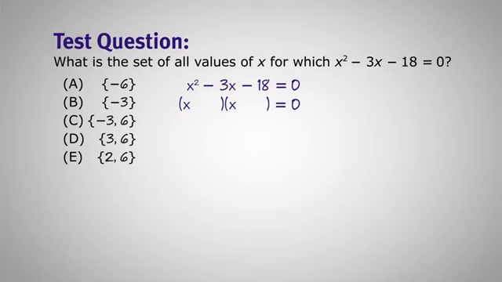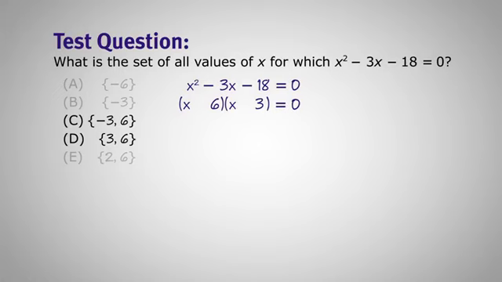Now, because we're doing a test question, we can use our answer choices to help us out. In deciding which set of factors to use, take a look at what you see in the answer choices. Put in 3 and 6 as the second terms in both of your binomials. Now let's figure out the signs.